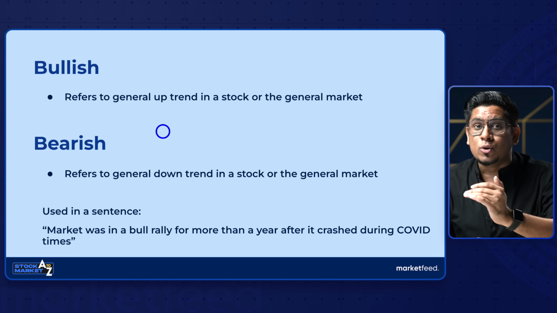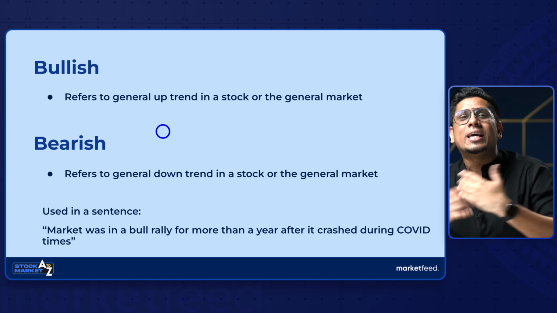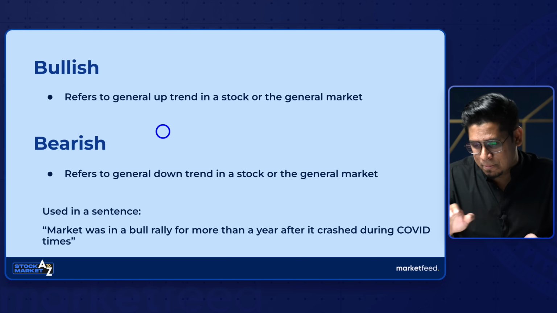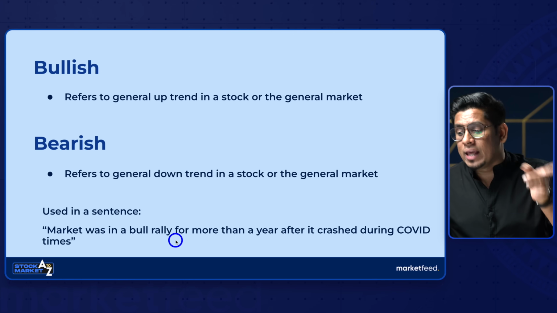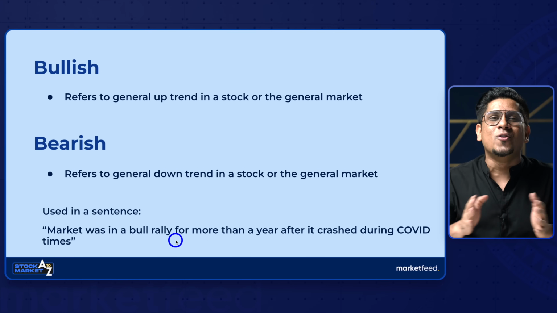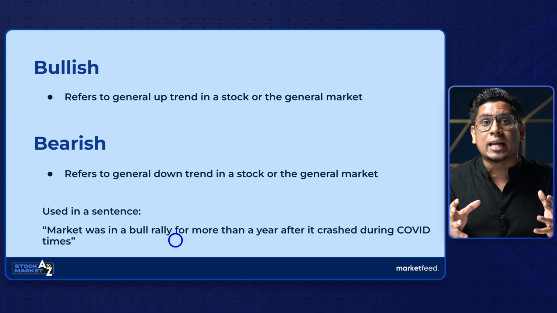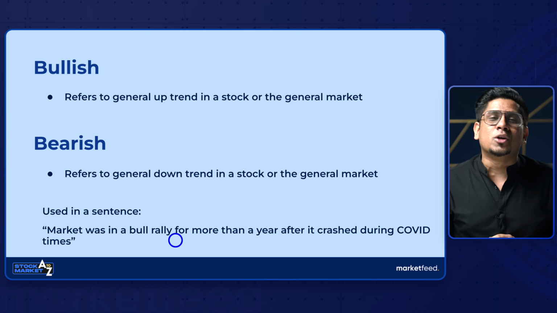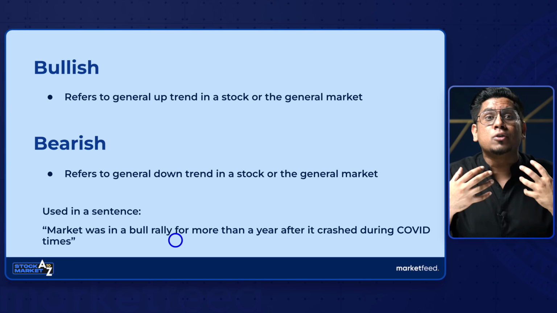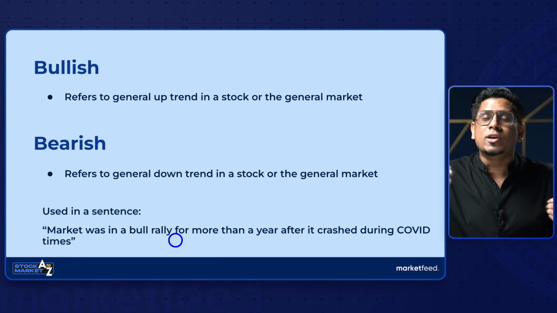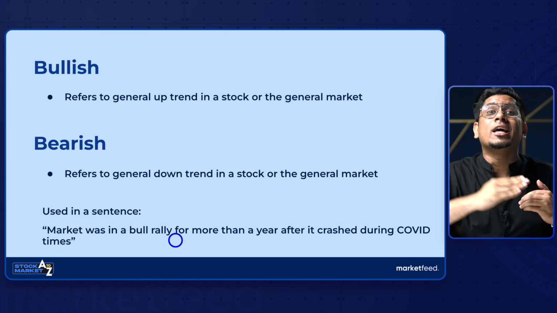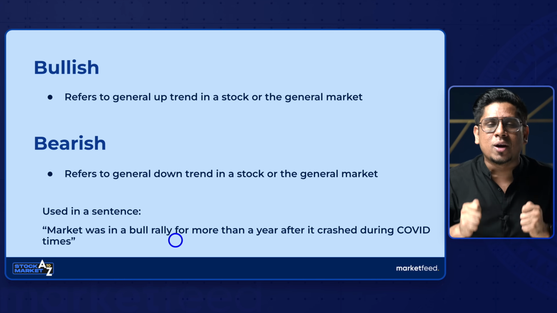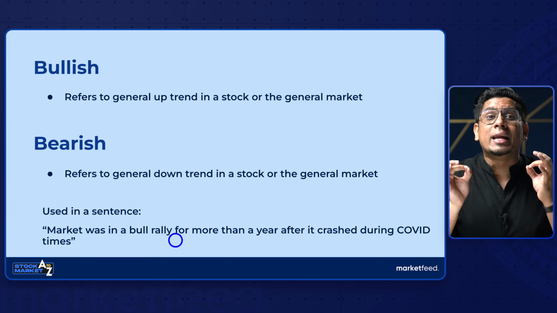If the stock is in a downtrend, if the stock is moving down, down and down, we can say that the stock is bearish. Used in a sentence here as, the market was in a bull rally for more than a year after it crashed during COVID times. I hope all of you remember this, right? In March, April of 2020, the market crashed because of COVID, right? After that, for more than a year, we saw a stellar bull rally in the market. Overall, the general market and almost all of the stocks were moving up with a lot of strength. That's where we say the market and stocks were in a bull rally.